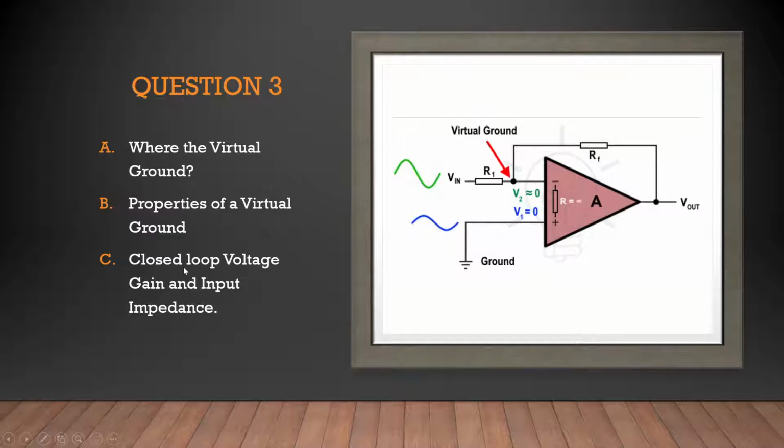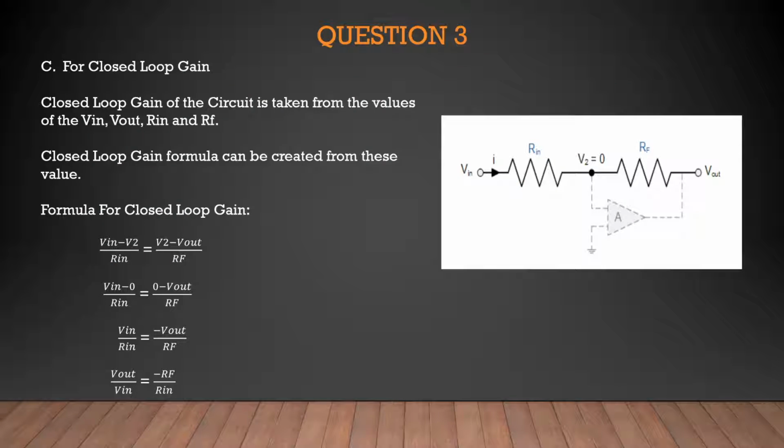So that is the input impedance. For the closed loop gain, we can create a formula based on the values. So this is the formula for the closed loop gain. I simplified the circuit to make it easier to understand, so we can see the flow of the current. We should get I1 is equal to IRin is equal to IRF.